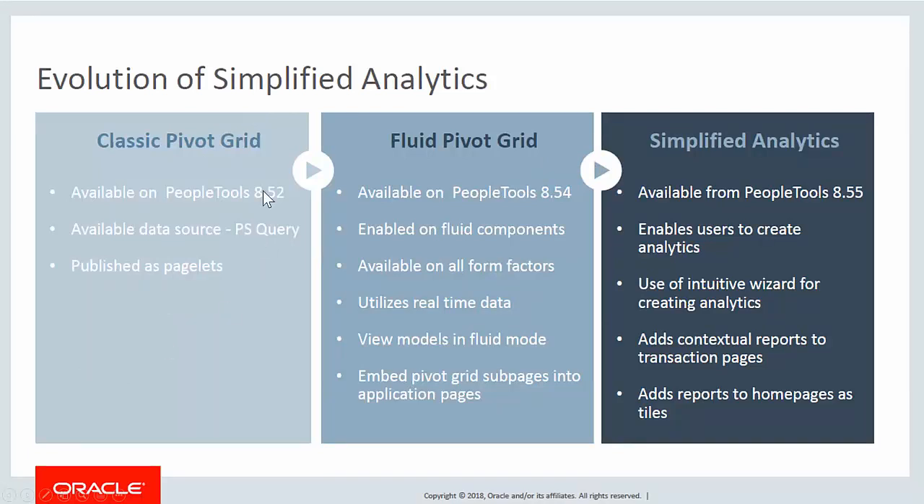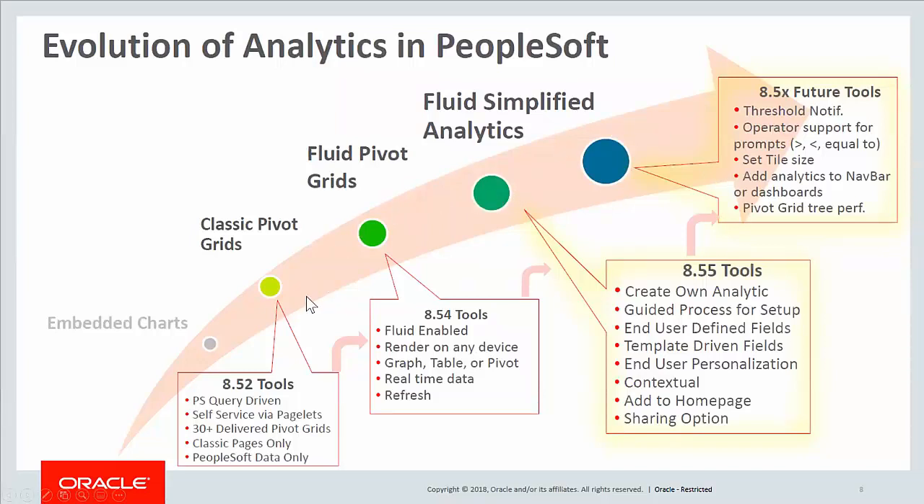From this Oracle slide, you can see we started out with classic pivot grids. Now we've got fluid pivot grids, and then Simplified Analytics gives the end user the capability to change the display of that pivot grid information and to actually create their own analytics using the same data that's underlying that pivot grid. Usually these analytics already exist someplace, like on the My Teams tile, as we'll see in just a second. And this gives the end user an opportunity to change how that display happens. Again, this is a little bit of a visualization from Oracle as to how analytics have grown.